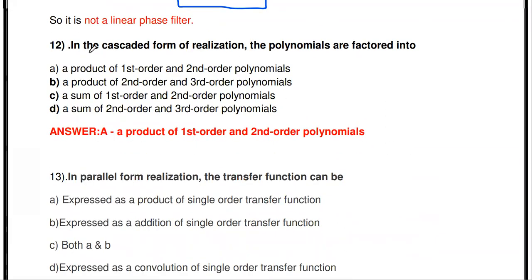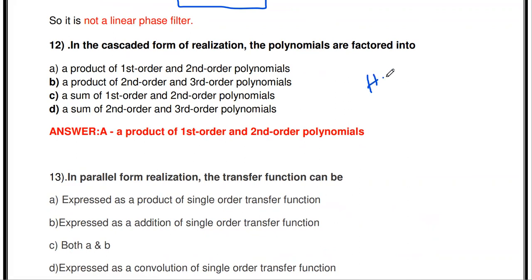Then the next one: in cascaded form realization, the polynomials are factored into what? You know another form of realization is cascaded form realization. In cascaded form, we split the transfer function H(z) into a product of lower order transfer functions H1, H2, etc. So in cascaded form realization, the polynomials are factored into a product of first order and second order polynomials, rather than a product of second and third order, sum of first order and second order, or sum of second order and third order.